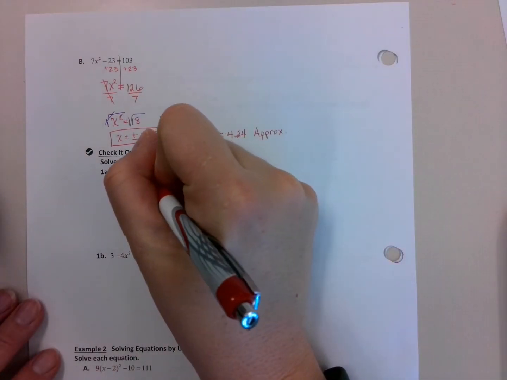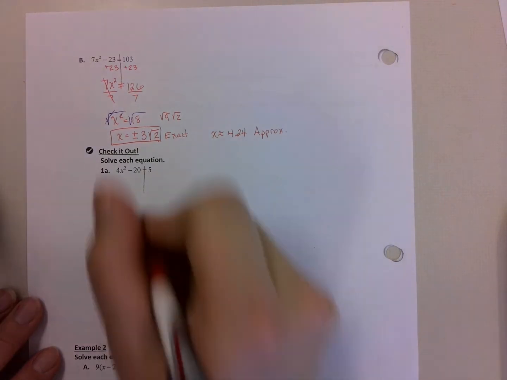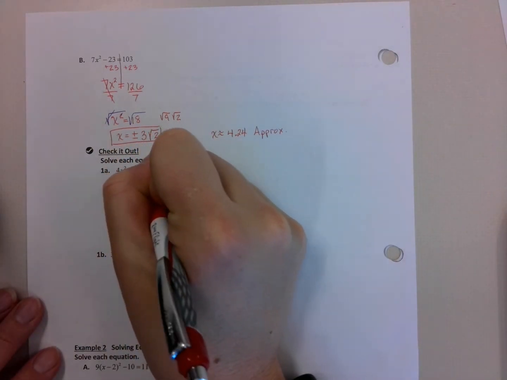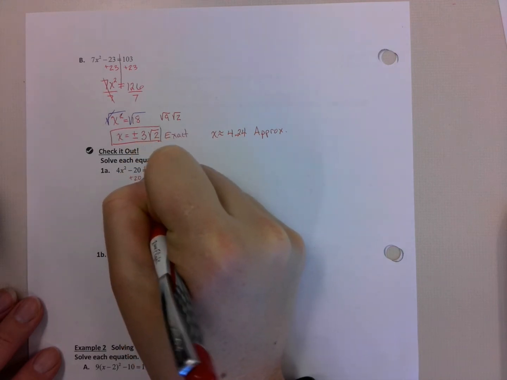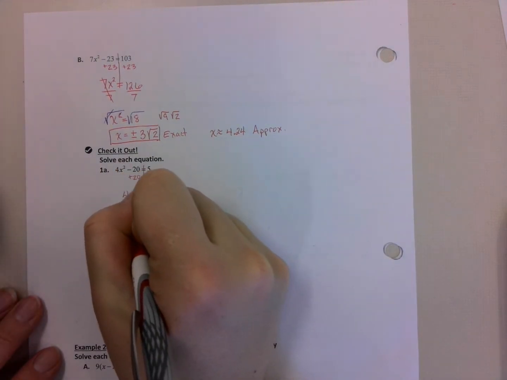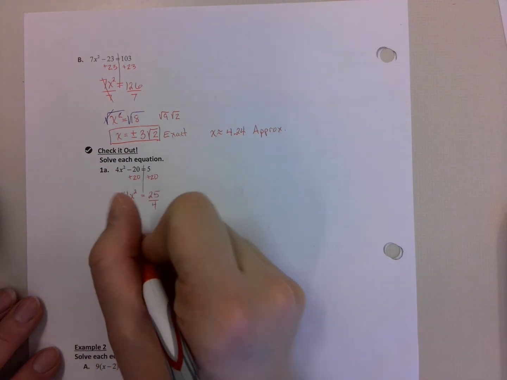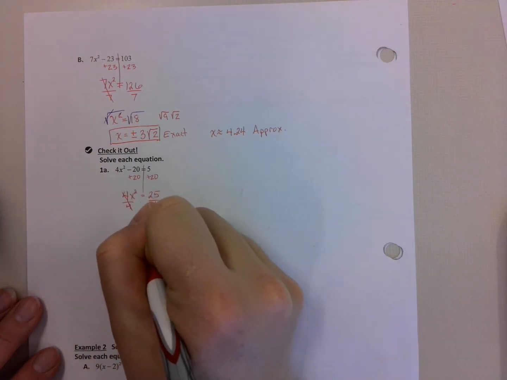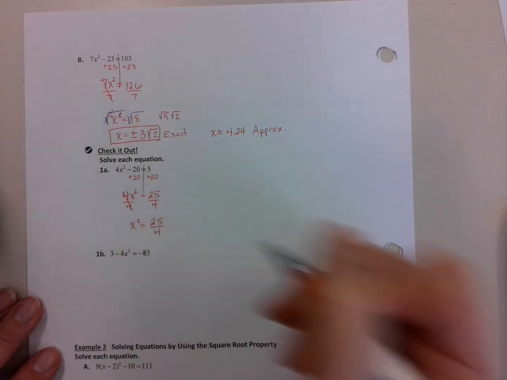All right, so take a minute, pause, and go ahead and do these next 2 problems. We'll go ahead and we'll add the 20, and I get 4x squared equals 25. Now in this one, I'm going to divide both sides by 4. Again, you always want to isolate. Please don't take the square root until the square term is by itself. So I have 25 over 4.